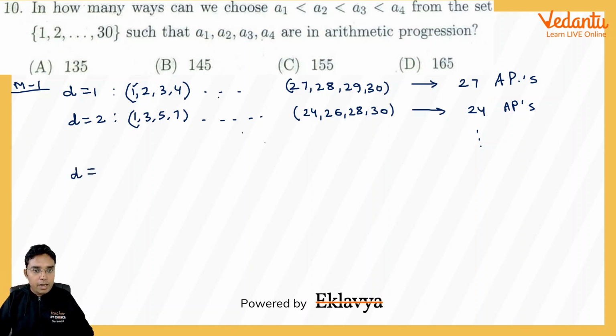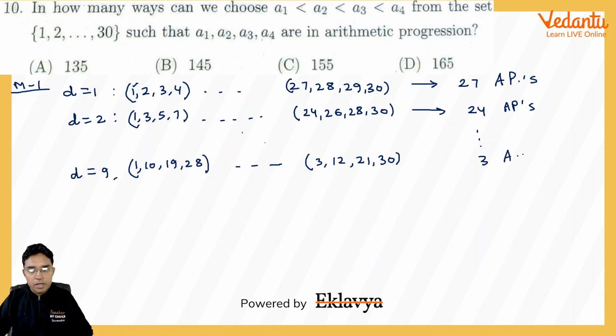Can you tell? I think it will be 8. I think 9. Let me check. If D equals 9, then it will be 1, 10, 19 and 28. Yeah, 1 plus 9 is 10, 10 plus 9 is 19, 19 plus 9 is 28. And with 9, the last one could be, I think there is just a difference of 2. So 3 and then 3 plus 9 is 12, 12 plus 9 is 21, 21 plus 9 is 30. So you can check there will be 3 APs possible with the largest possibility, that is 9. And if you add these, you will get your answer.